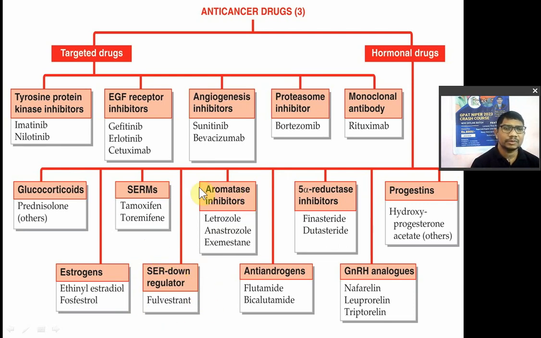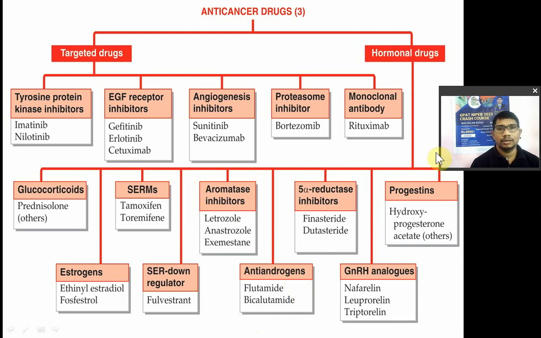Now aromatase inhibitors will prevent the conversion of androgen to estrone. So letrozole, anastrozole, exemestane. Then the anti-androgens: in that you have flutamide and bicalutamide.